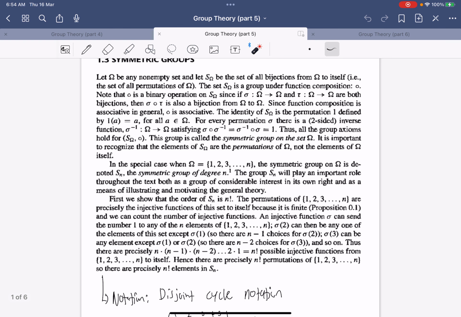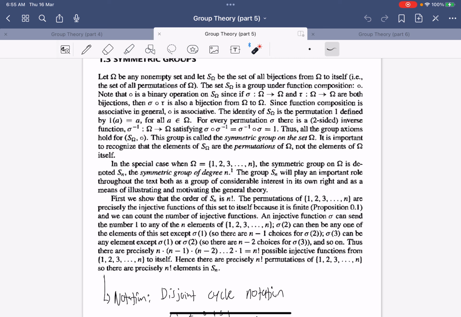So you can think of them as a permutation of the elements inside omega. The identity would then be just the identity function. That's why it's sometimes denoted as the permutations of omega.